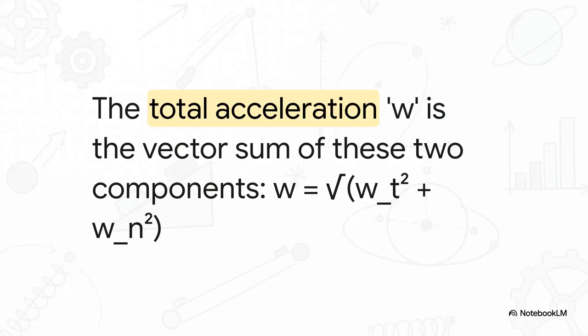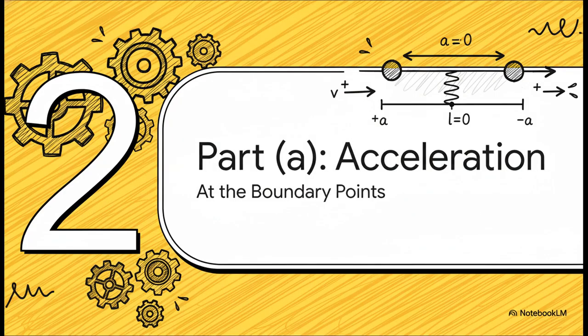So how do we get the total acceleration from these two pieces? Well, the great news is that the tangential and normal components are always perpendicular to each other, always at a 90-degree angle. So we can just use the good old Pythagorean theorem. The total acceleration is just the square root of Wt squared plus Wn squared. All right, our toolkit is officially prepped. Let's get to work and solve the first part of the problem.